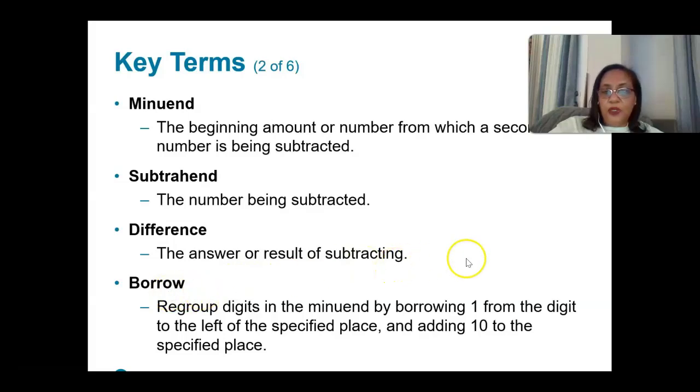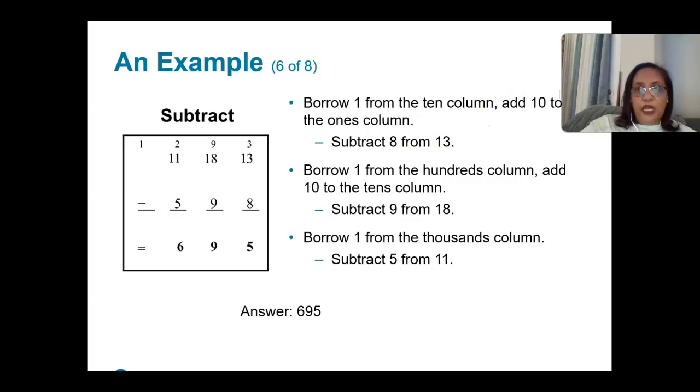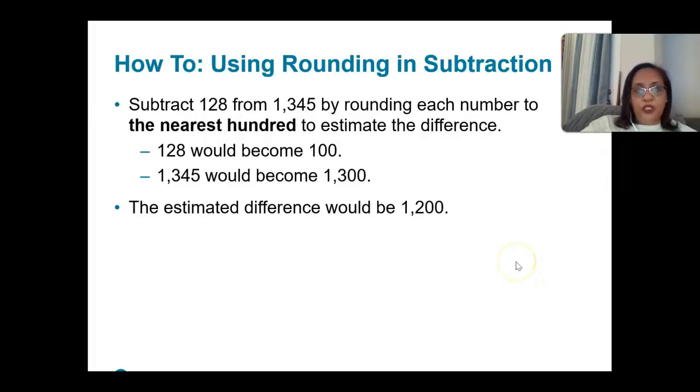Borrowing, as you probably learned on page 312. So here's an example, so you can pause the video if you would like to write it down. Remember, these items are also in your book. Rounding and subtraction: subtract 128 from 1345 by rounding each number to the nearest 100 first. So we're going to look at the 100 spot. The 128 becomes 100, 1345 becomes 1300, and then the estimated difference would be 1200.